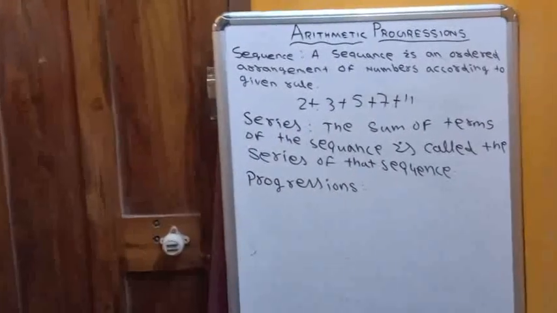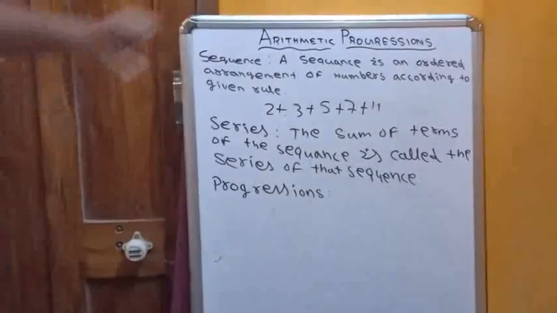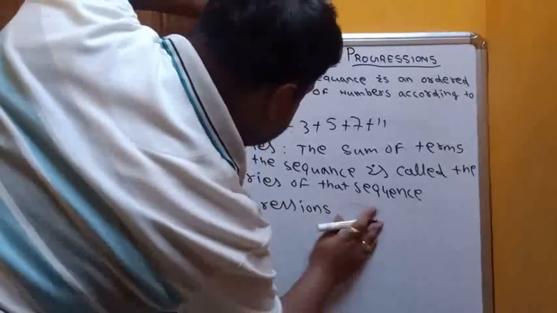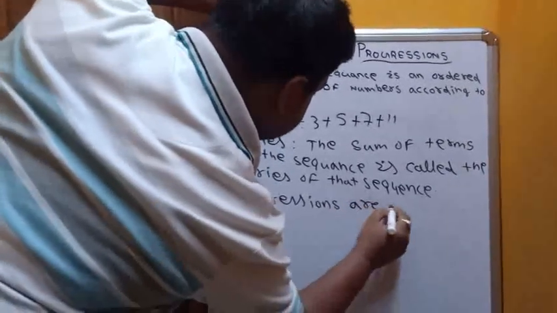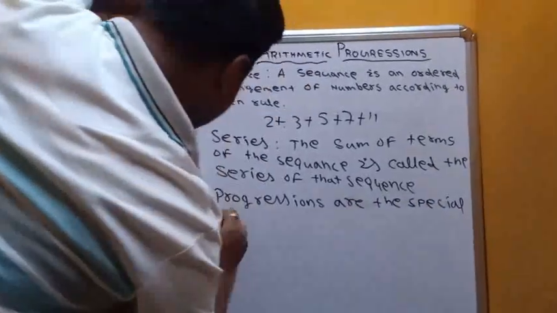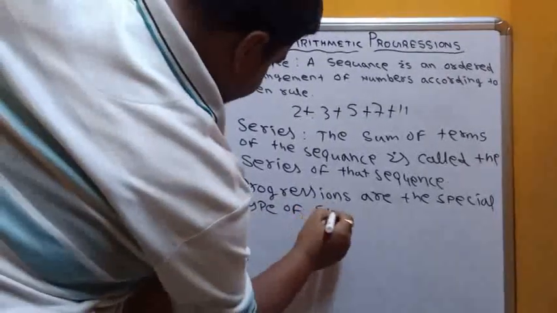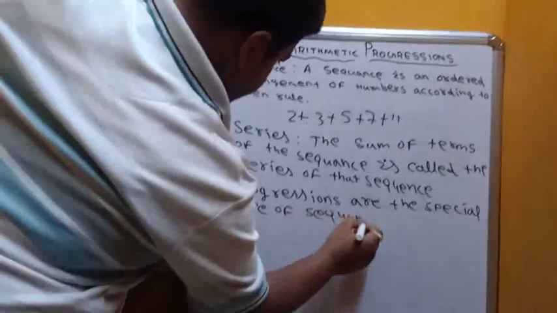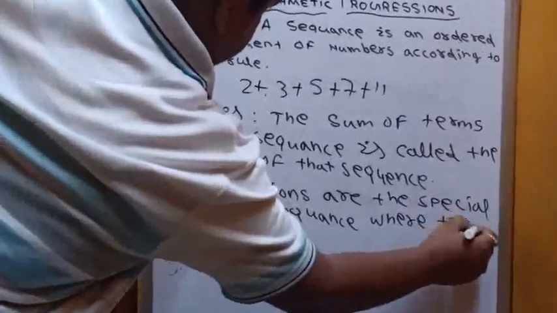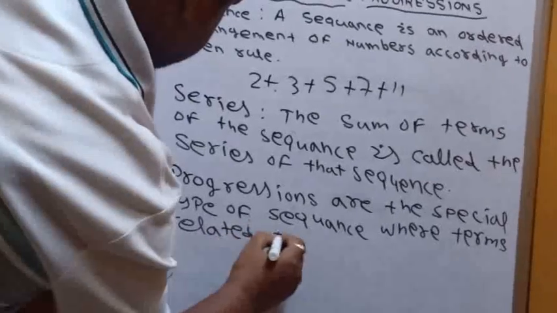Progression is a special type of sequence where terms are related to each other.